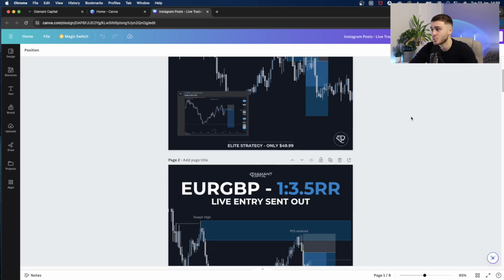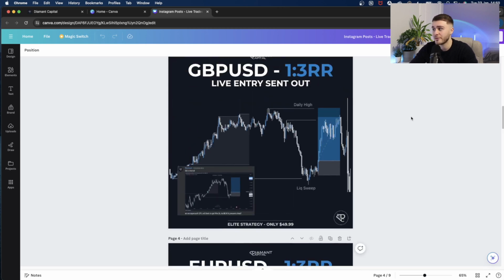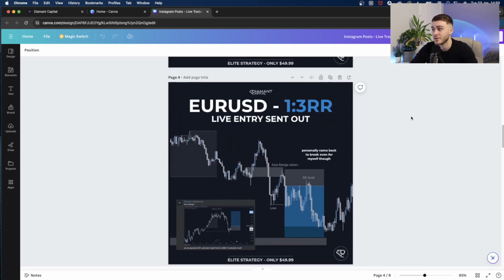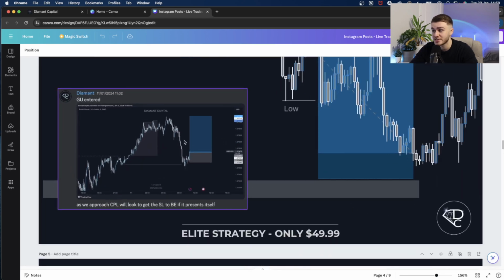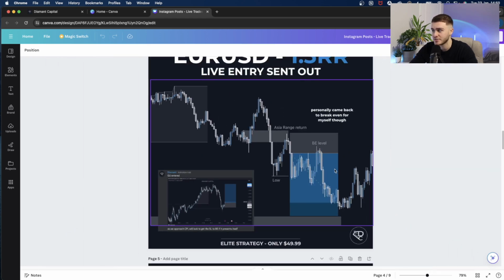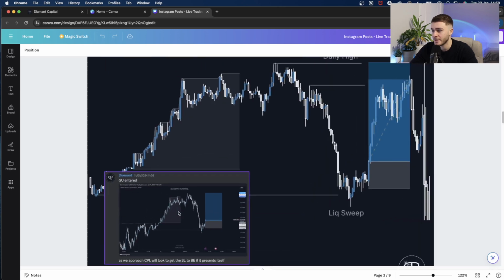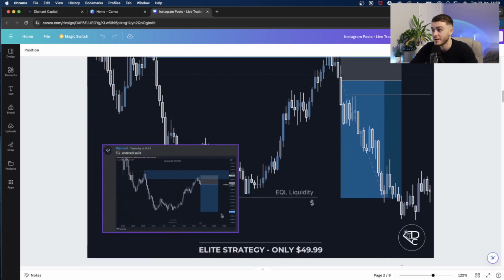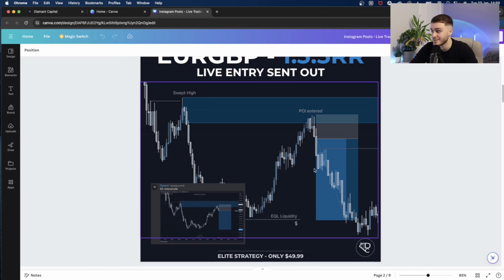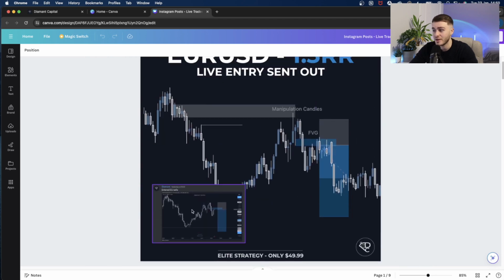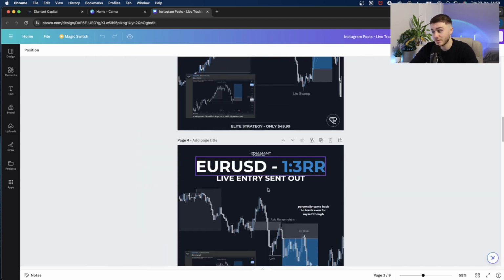Very, very consistent returns. 1 to 3s, 1 to 3.5. As you can see, for example, another 1 to 3, 1 to 3, and literally every single one has been sent in live as well. Obviously, this one's not been done. But yeah, GBP USD, for example, sent out. Again, even Euro GBP sent out live as well, hit 1 to 3. Again, even Euro USD.